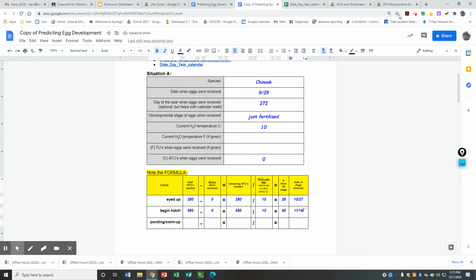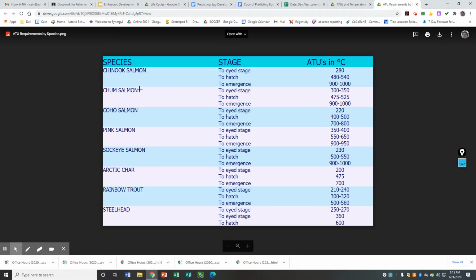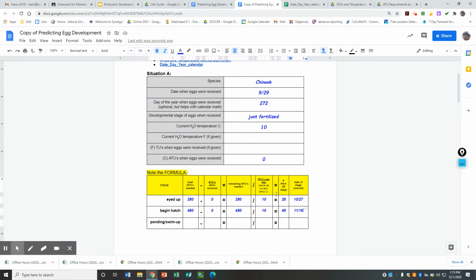Then we get to the ponding swim up stage. We go back to this and we find out that's the same thing as emergence. And we again take the low number, 900, and we're going to put 900 here. We put 0 right here. Obviously, if they were in an older stage and they already acquired some heat, this number would not be 0, but we're starting from fertilized eggs.